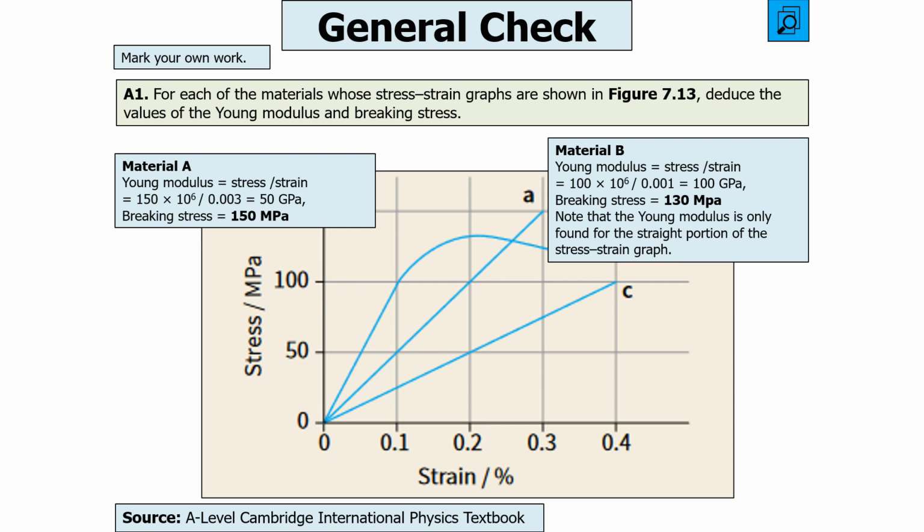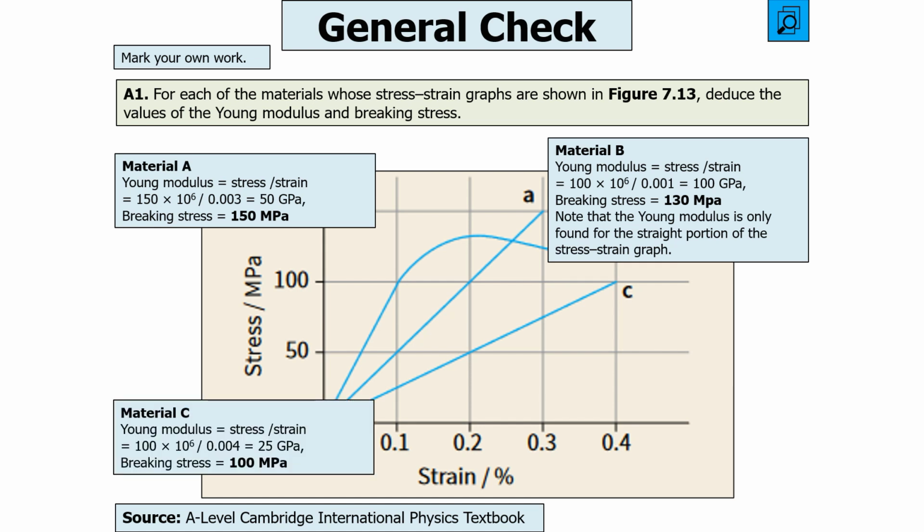Now again, it's important it can only be used for the straight line section, and then for material C, once again, it's the gradient for the Young modulus, which is 25 gigapascals, and then the breaking stress is the highest value on the y-axis, which is 100 megapascals.